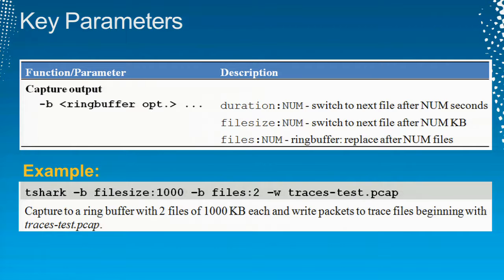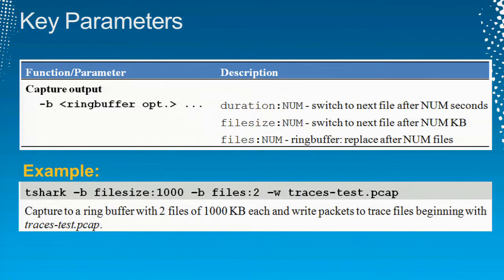It's going to keep capturing these files, 1,000 kilobytes, but it's only going to show me and save the last two 1,000 kilobyte files. So if I've got a bigger file size, I won't fill up my whole entire hard drive. And the files will be saved starting with the name traces-test. Now that's going to keep running. I don't have an auto stop condition defined.